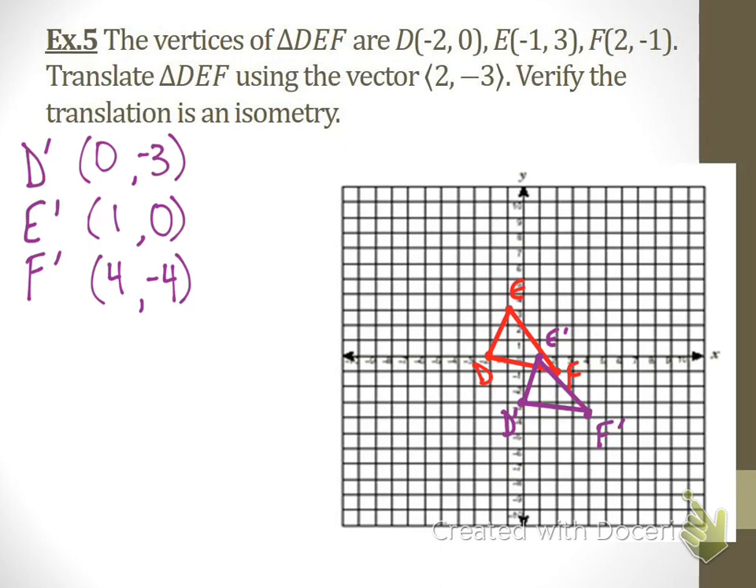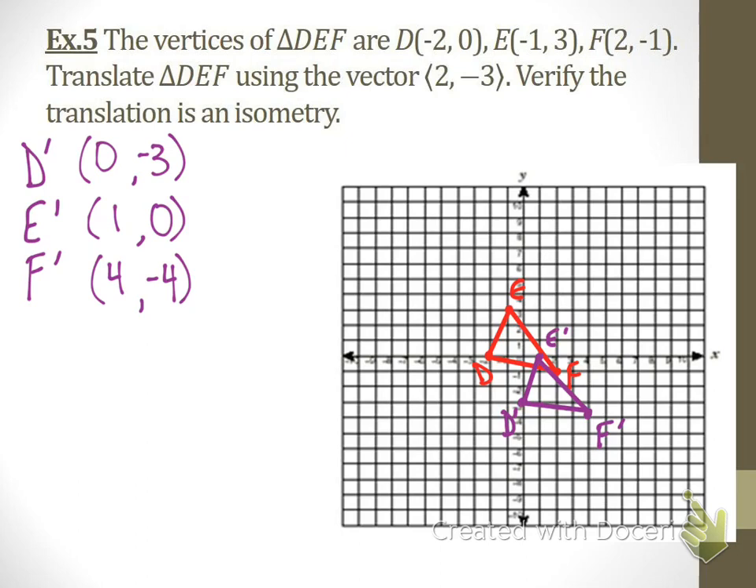What other way could we verify that it's an isometry? How could we show that DE and D prime E prime are congruent to each other? Okay, we can find their distances. Now, that's going to be a little time consuming because how many distances would we have to calculate altogether? 6 of them, right? 3 for each one. So unless it says verify using the distance formula or something like that, if it just says verify and it gives you a graph, I'm fine with visually verifying.